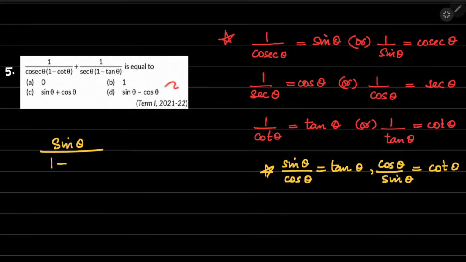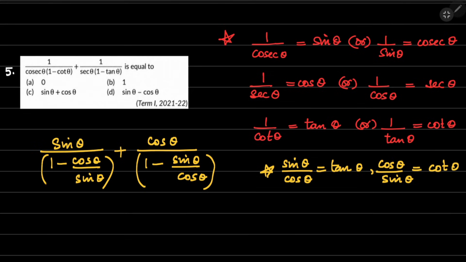So here, look at the options: 0, 1, sine plus cos, sine minus cos. So I have to convert everything into sine and cos. So 1 by cosecant is nothing but sine. I have written it. Whole divided by 1 minus cot. What is cot in terms of sine and cos? It's cos by sine. So cos theta by sine theta plus, again, what is 1 by secant? It is cos theta, right? So I'll write cos theta divided by 1 minus, what is tan in terms of sine and cos? It is sine by cos.